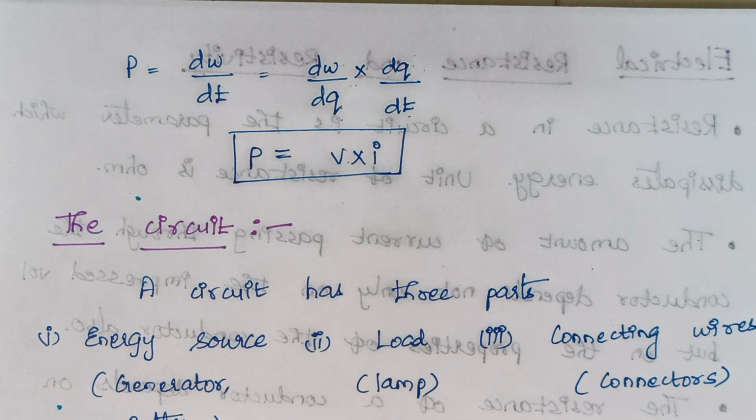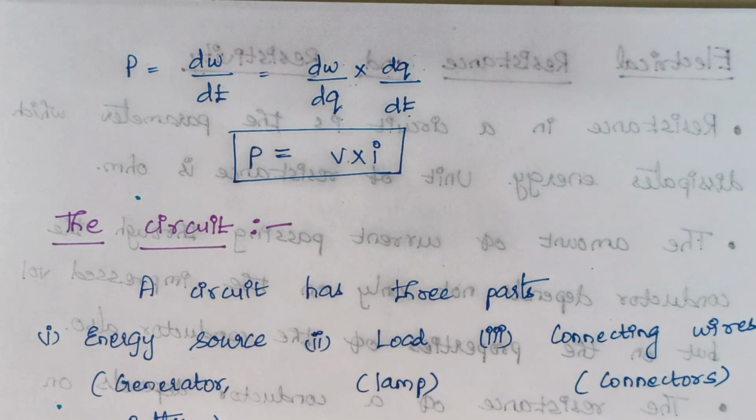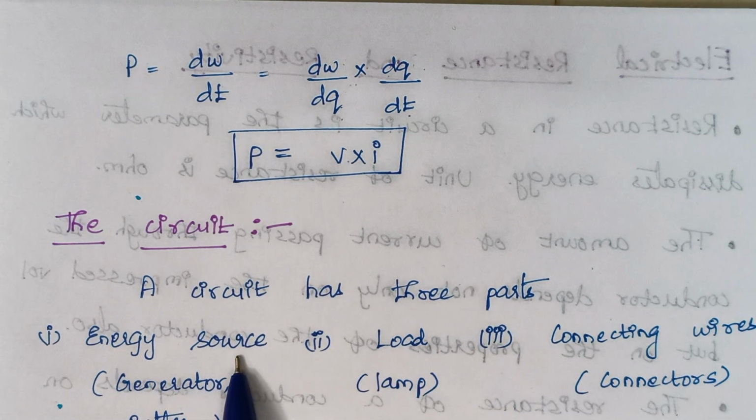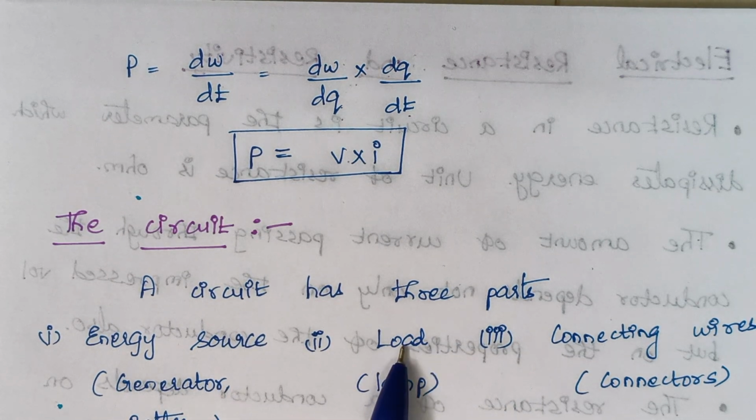The next topic is circuit. Whenever you hear the name circuit, the picture that comes in our mind is there will be some current or voltage supply and there will be some load which is connected to it. The same way here, the circuit has three important parts. One is energy source and another one is load. And to connect this source and load, there will be some wires or connectors. So a circuit has three basic elements.